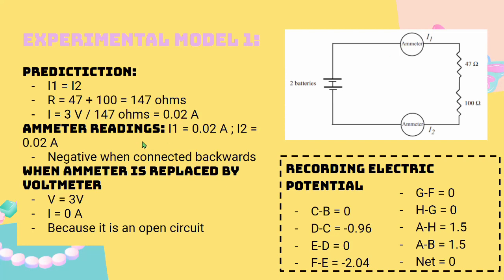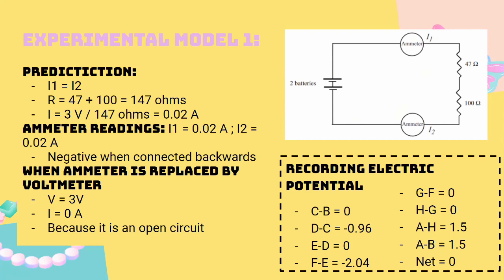And in our model, the ammeter did read the values correctly, and if the ammeter is connected backwards, the current value would be negative. And when we replaced one of the ammeters, this one, with the voltmeter, the voltmeter read that the voltage is 3 volts, but the ammeter read that there was 0 current. And this is because it's an open circuit rather than a closed circuit.